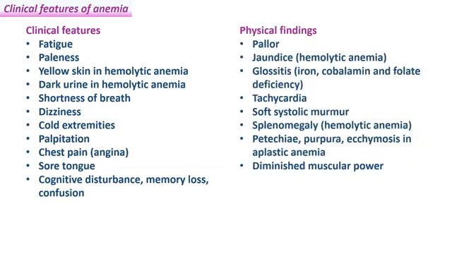Physical findings: pallor, jaundice in hemolytic anemia, glossitis, tachycardia, soft systolic murmur, splenomegaly in case of hemolytic anemia, petechiae, purpurae, ecchymosis in aplastic anemia, diminished muscle power.